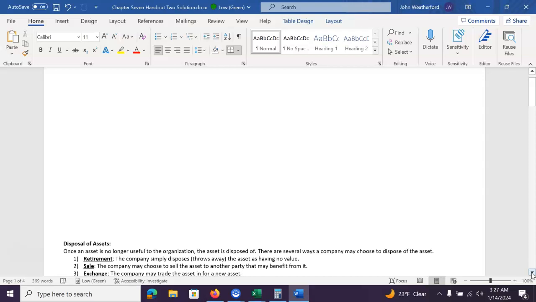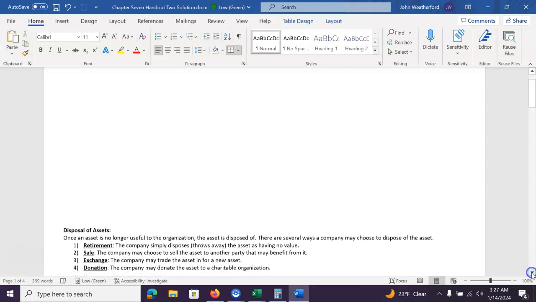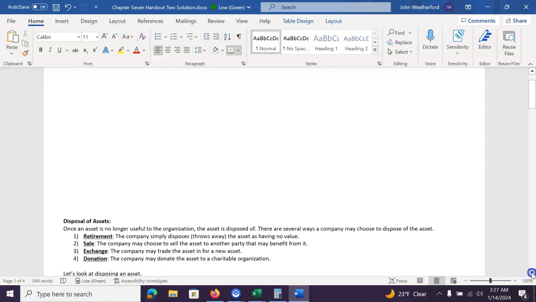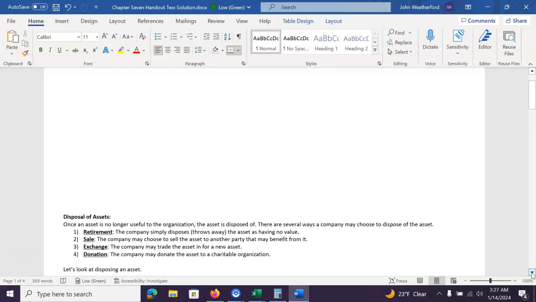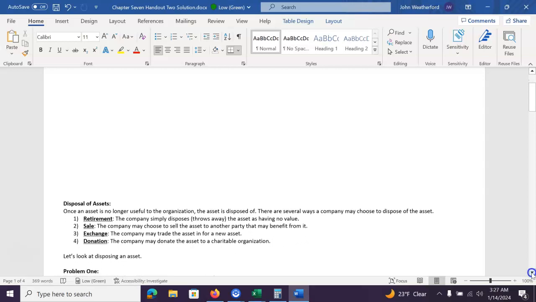Could exchange it or trade it in on a new model maybe, or perhaps even trade with another business. They had an asset they needed to dispose of and you needed it. You might could work out a mutually beneficial situation there. Or you could donate the asset, of course. Could be some tax benefit there. That's for another course. All right, so let's look at disposing of an asset here.